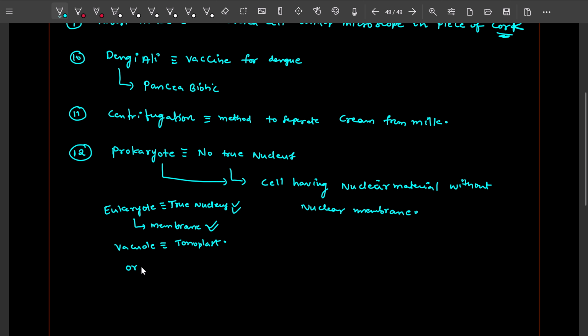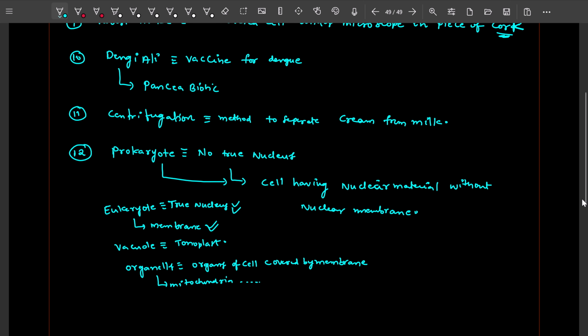And organelles are organs of the cell covered by a membrane. Examples of organelles are mitochondria. Like these, the membrane-enclosed organs of the cell are called organelles. Okay, that is the thing.